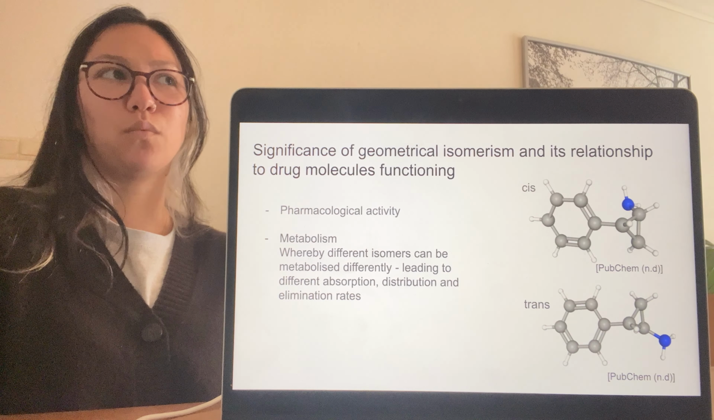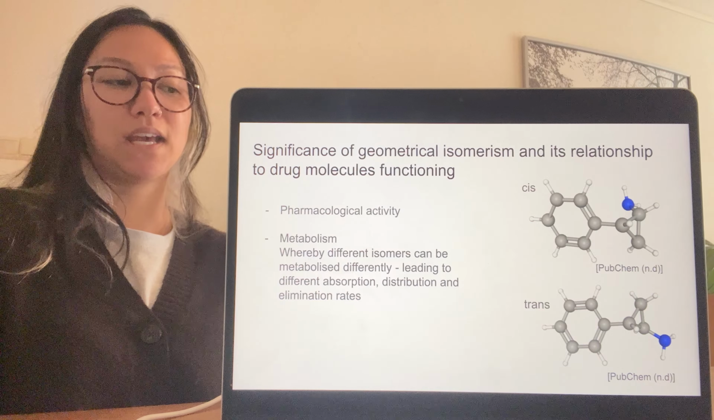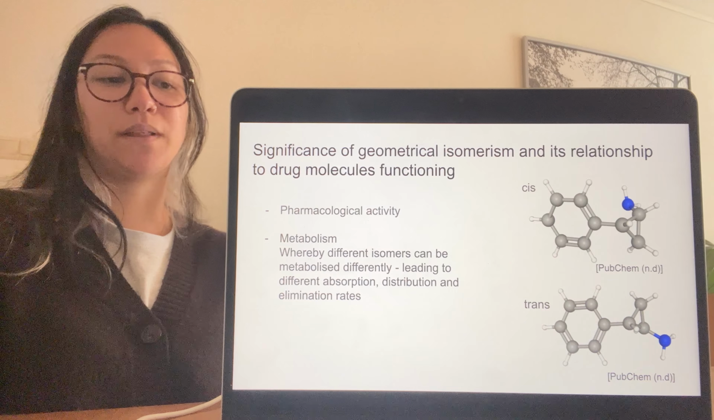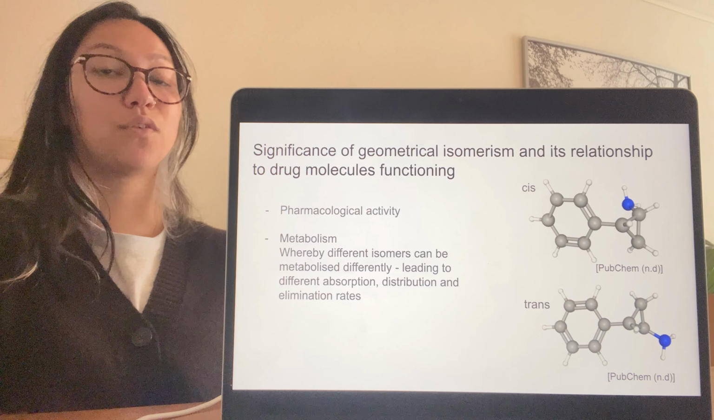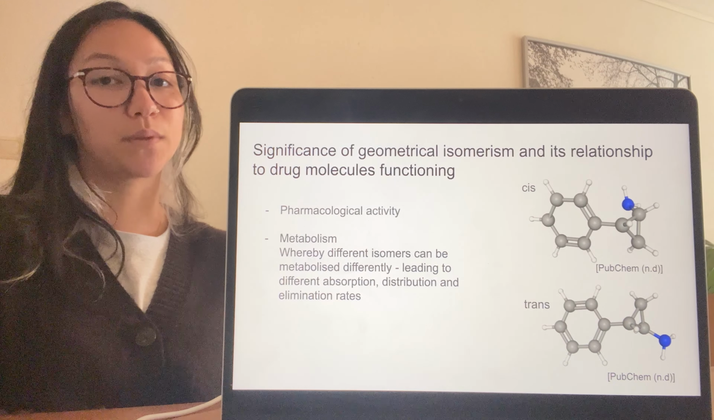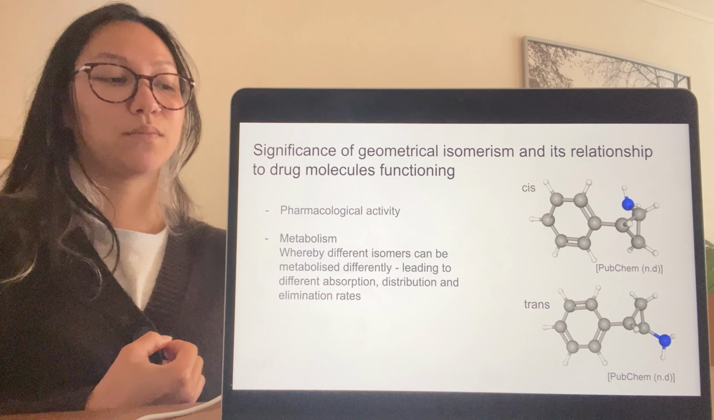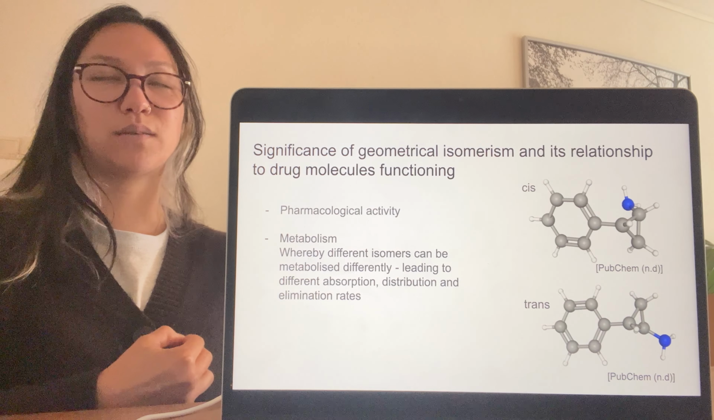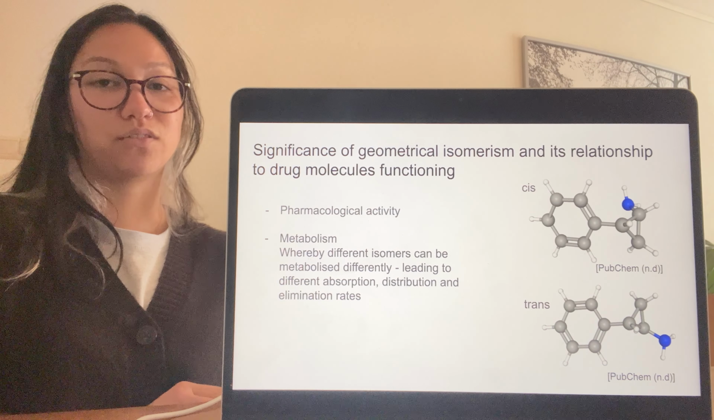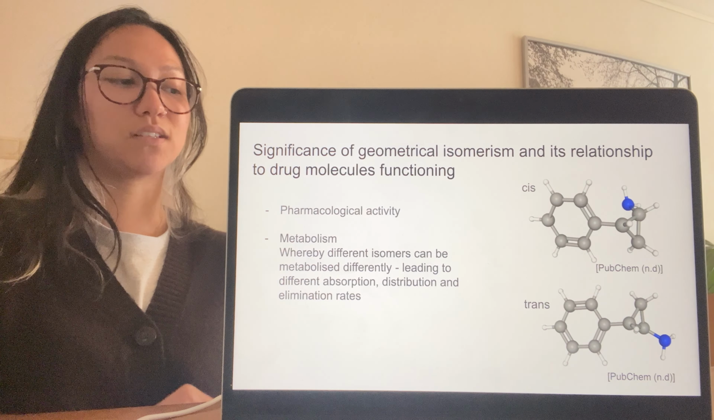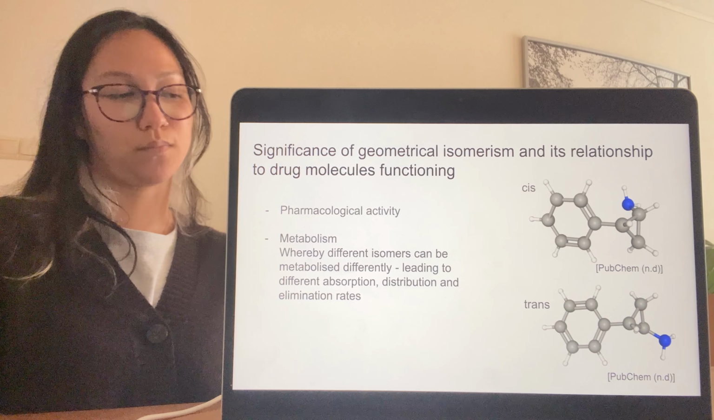So first of all, what is geometrical isomerism? It's a type of isomer whereby the molecules have the same structural formula, but the atoms making up the molecule are arranged differently in space. And due to the double covalent bonds in geometrical isomers, cis-trans isomers can exist in two forms.